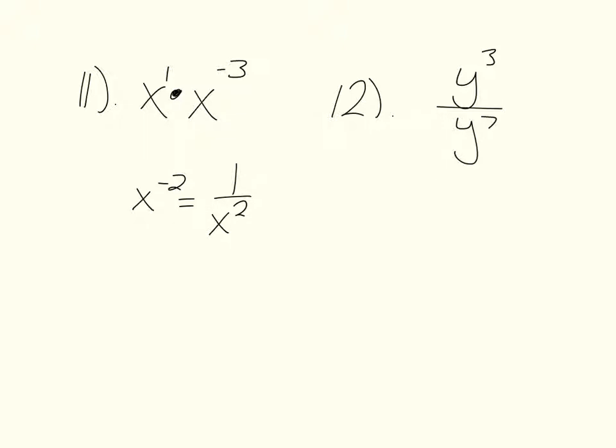Number 12, what do we do with the 3 and the 7? We subtract. 3 minus 7 gives me what? Y to the negative 4. How do I make it positive? 1 over y to the 4th. Again, it's just those exponent rules. So again, in here, they don't get too much more complicated, but as we get into algebra, they combine all of those rules, so you need to be really familiar with them.